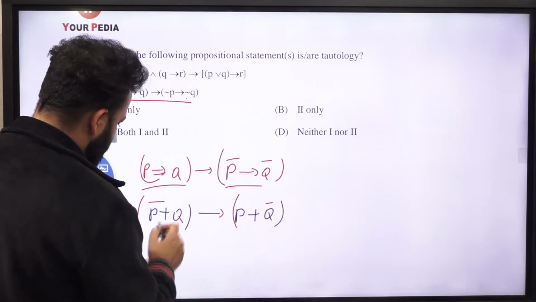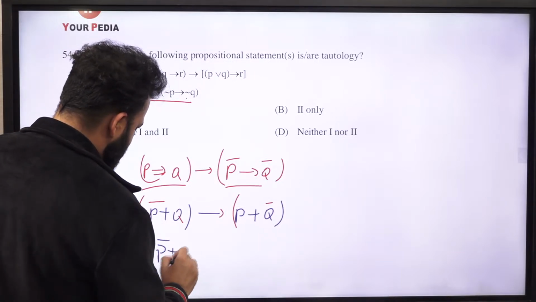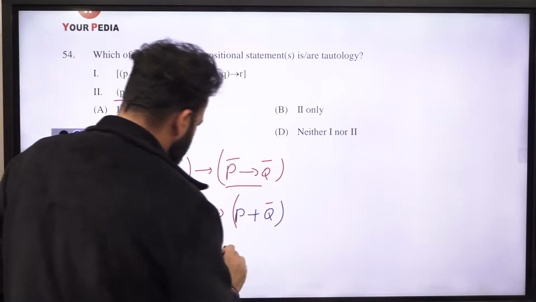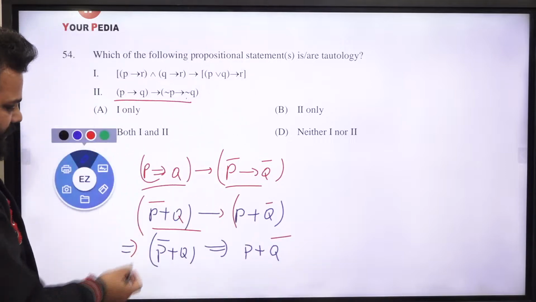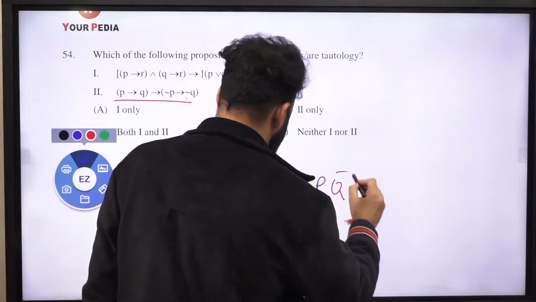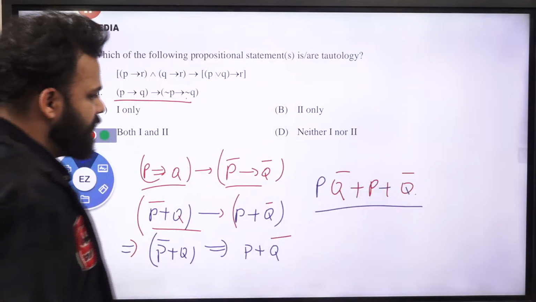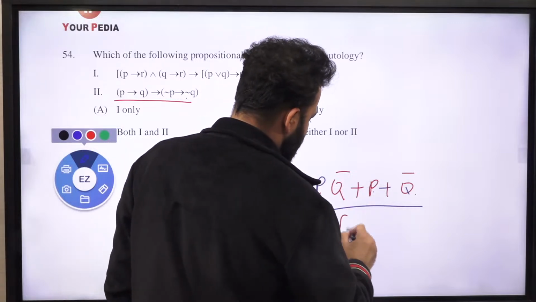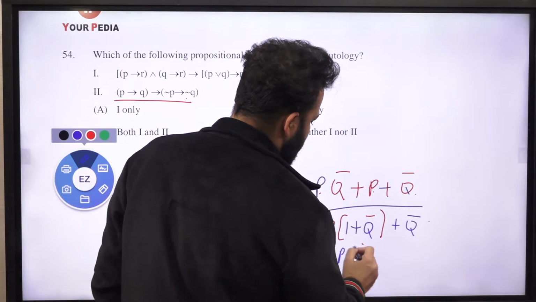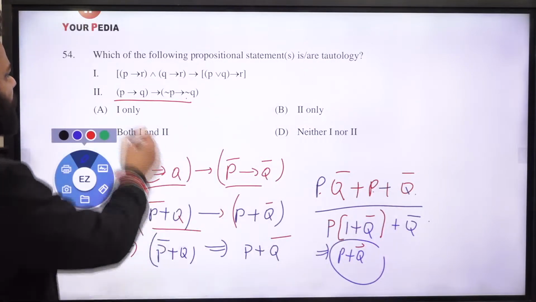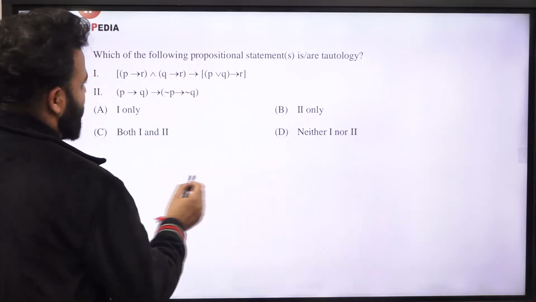If you come here, then again, if I apply the implication, I will get (P bar plus Q) whole bar implies (P plus Q bar). If I solve this whole bar, it will give us P Q bar plus P plus Q bar. Now if I take P common, I will get 1 plus Q bar, which equals P plus Q bar. So now after this, we cannot reduce it. So this is not a tautology for sure. Let's see the first one.